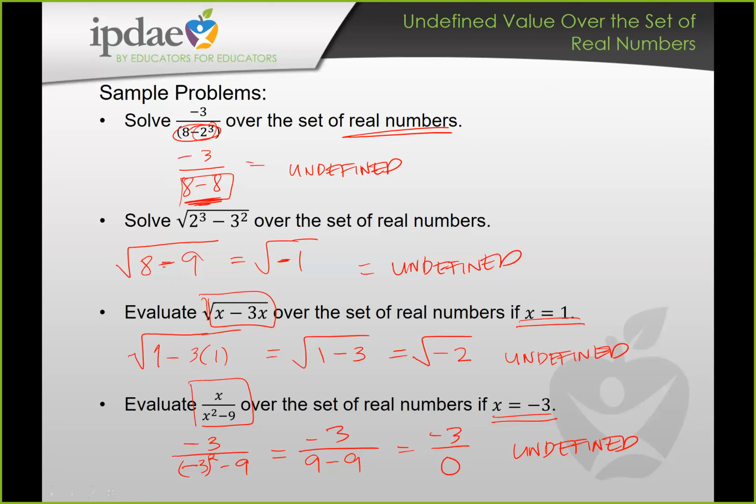It's good to show students different ways in which this will occur. It's also good to show students that a perfect cube can be a negative. We're only looking out for two major incidents where a number will be undefined over the set of real numbers. That is when the denominator evaluates to 0, or when the value under the radical sign comes out to a negative number.